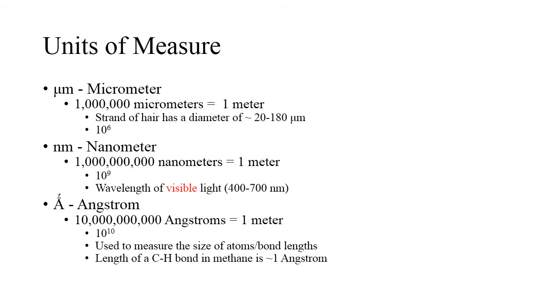Again, there is some basic information regarding the units of measurement. Generally we measure the size of most specimens in terms of micrometers, which is 10 to the power minus 6 of a meter. A nanometer is 10 to the power minus 9 of a meter.